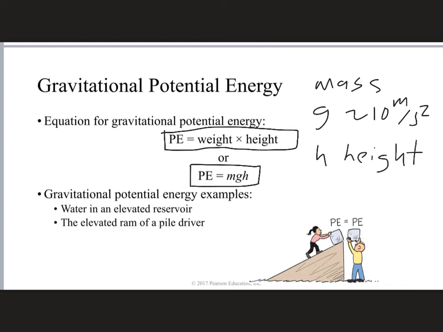And so that's the formula for calculating gravitational potential energy. Basically, anything that you lift up against gravity is going to be given gravitational potential energy. Here are some examples. Water in an elevated reservoir: you pump the water up to some height, and then the water can fall back down. Or again, we talked about the elevated ram of a pile driver. You lift it up, and it's going to be able to fall down.